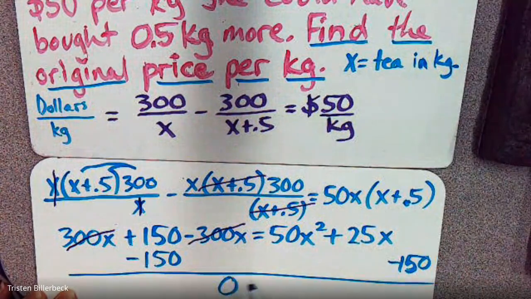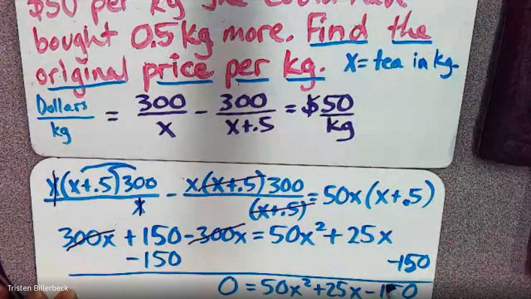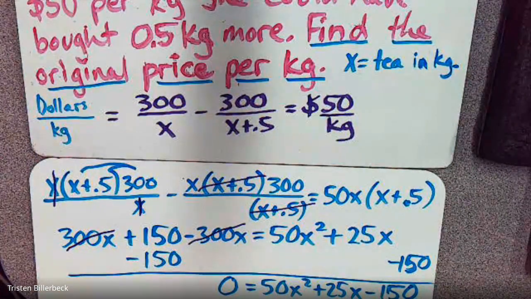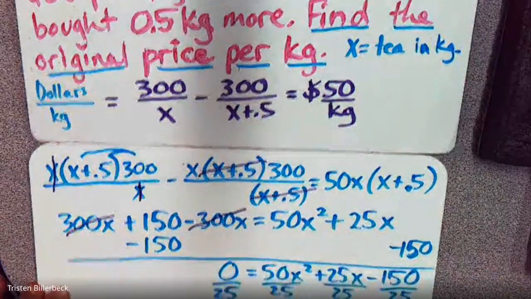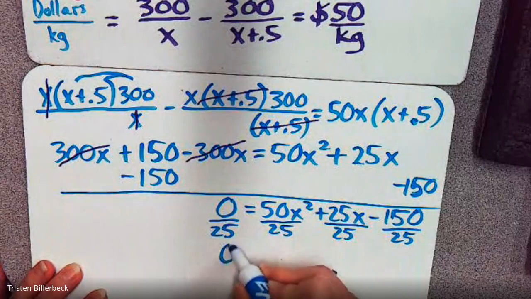So we have 0 equals 50x squared plus 25x minus 150. All right, I don't want to deal with that. So I am going to do another little ninja move and divide everything by 25 because I refuse to deal with numbers that big. So bye all big numbers. I'm even going to divide 0 by 25, because what is 0 divided by 25? That's right, it's just 0.